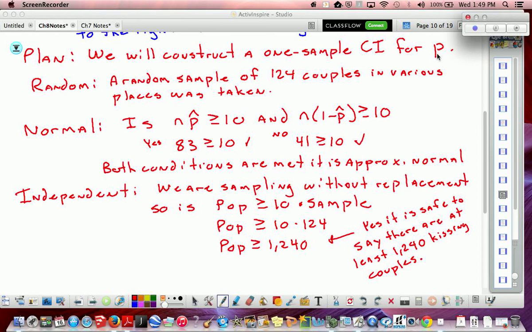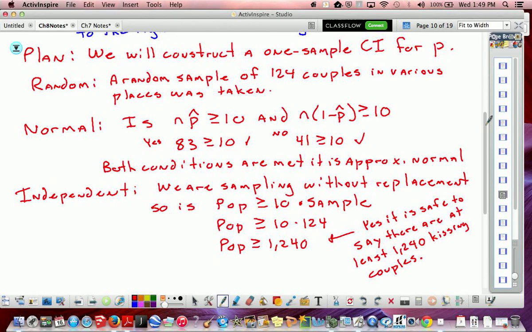We're told we do have a random sample of 124 couples in various places that was taken. Is it normal? So basically, how many couples were kissing tilting their head to the right versus tilting their head to the left? So we had 83 that said yes, 41 that said no. The 41 is coming from 124 subtract 83, because if 83 said yes, the rest had to say no. So both of these conditions are met.